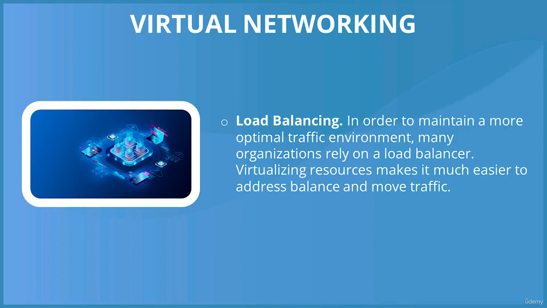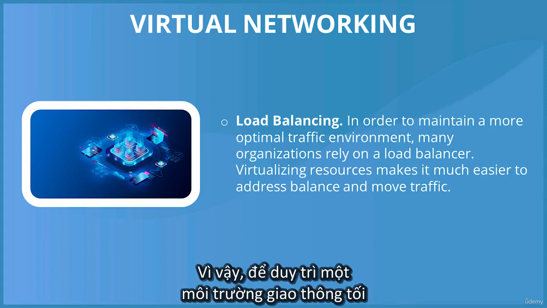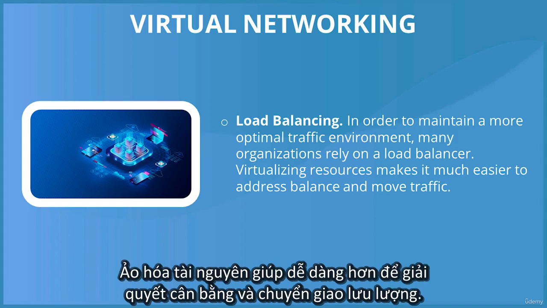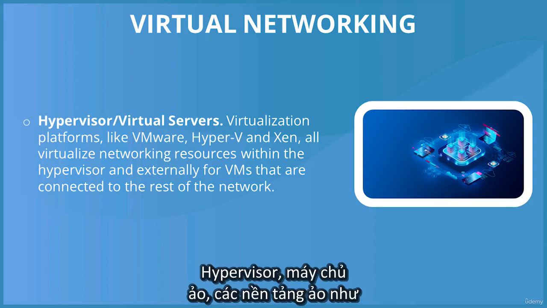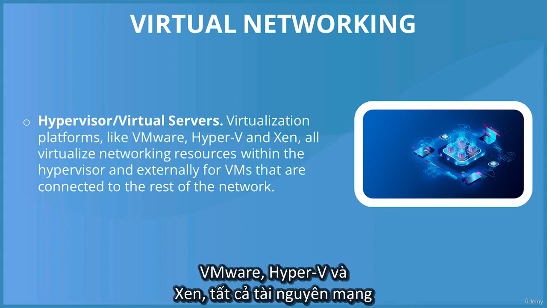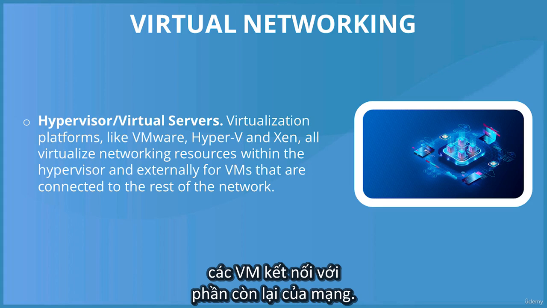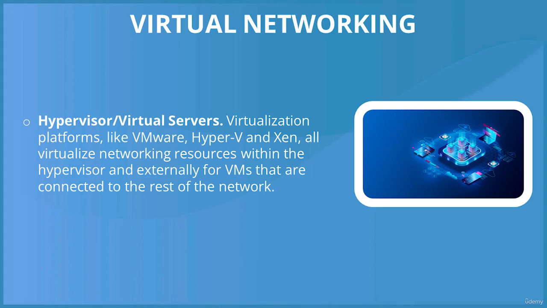So, you ready for some examples of virtual networking? Here's a few. Load balancing. Yeah, so in order to maintain a more optimized traffic environment, many organizations rely on a load balancer. Virtualizing resources makes it much easier to address balance and move traffic. Hypervisor virtual servers. Yeah, virtual platforms like VMware, Hyper-V, and Xen all virtualize networking resources within the hypervisor and externally for VMs that are connected to the rest of the network.